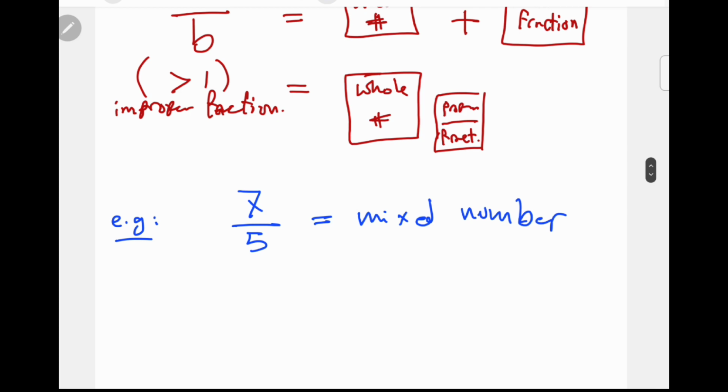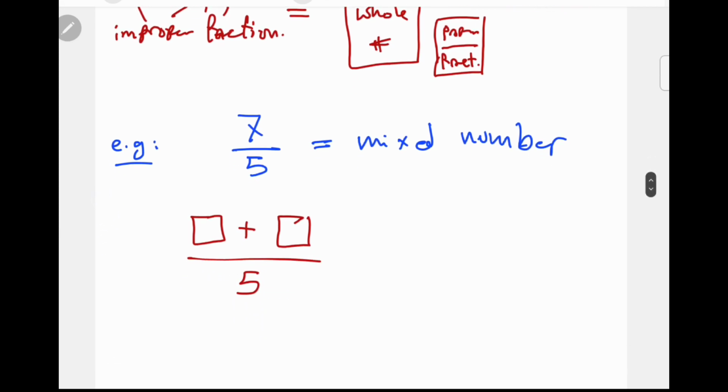There are two ways to do it. This only depends on the numbers in the numerators and the denominators. You can see here, this is 7 over 5. They are small numbers. So one way to deal with this is to write 7 as a sum of two numbers divided by 5, where one of these numbers must be less than 5.